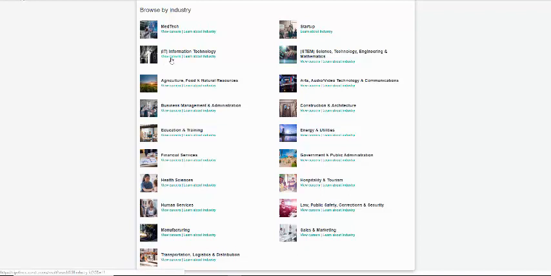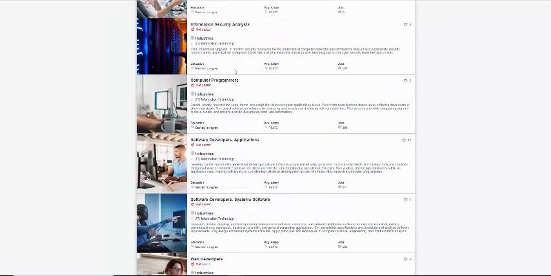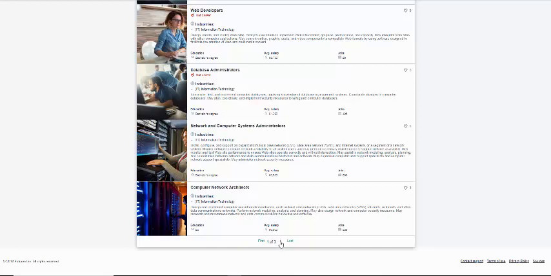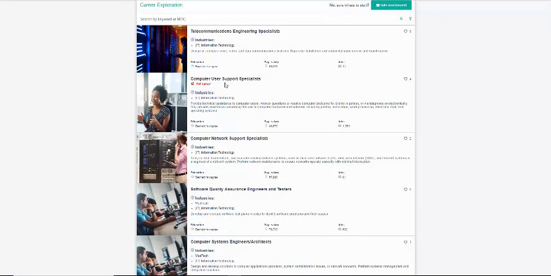What we want to do in this workshop, we want to look at jobs. So we're going to look at view careers, and it talks all about the careers in information technology. And it's one of three, so you can have three pages. Here's a computer use support specialist. It's a hot career, so maybe you want to look at it.